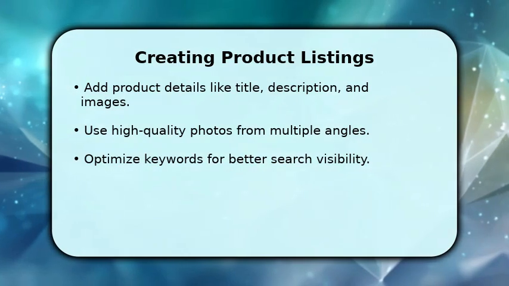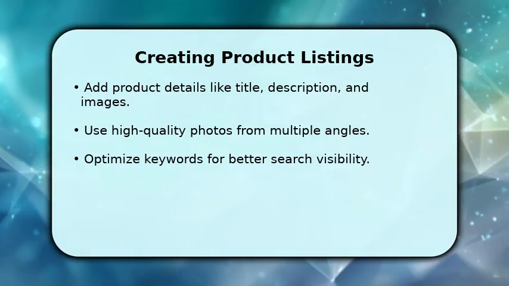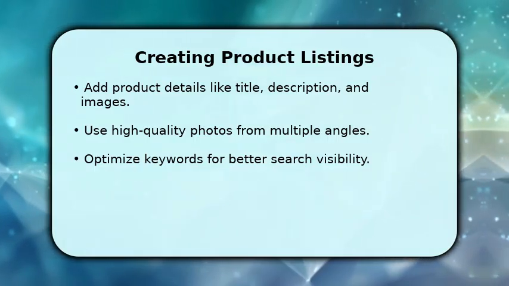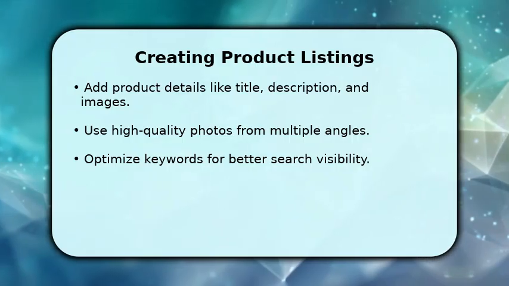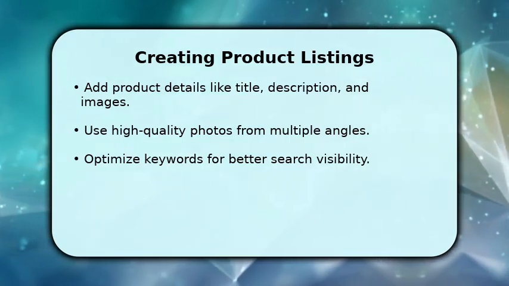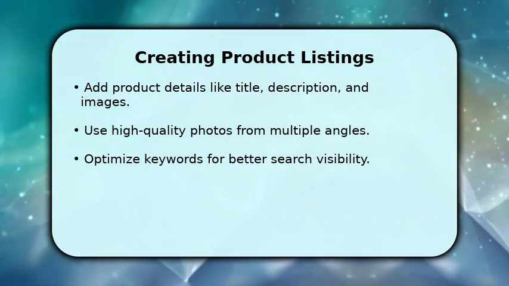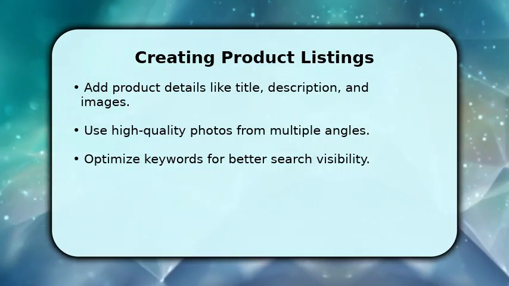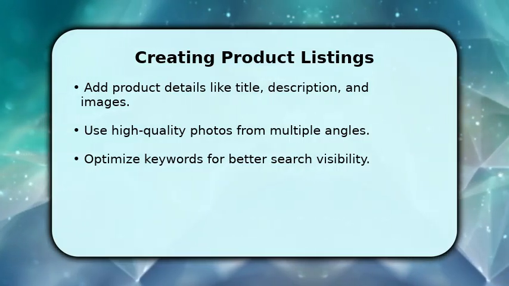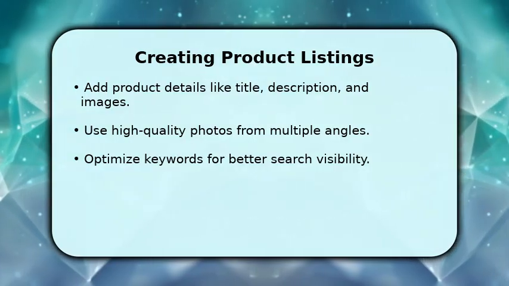Once your account is set up, it's time to create compelling product listings. Provide clear titles, detailed descriptions, and at least 6 high-resolution images from various angles. Optimize your product titles and descriptions with relevant keywords to improve search rankings. Finally, set a competitive price and choose your preferred shipping method, whether it's fulfilled by Amazon or by you.